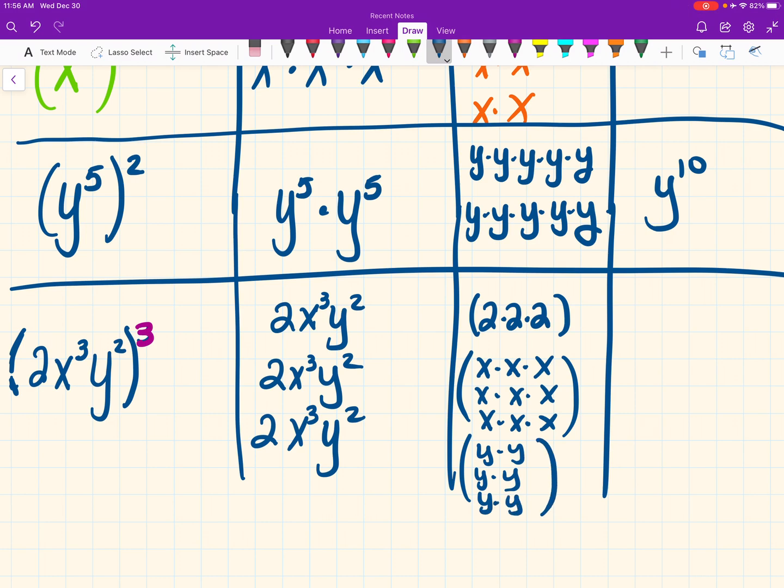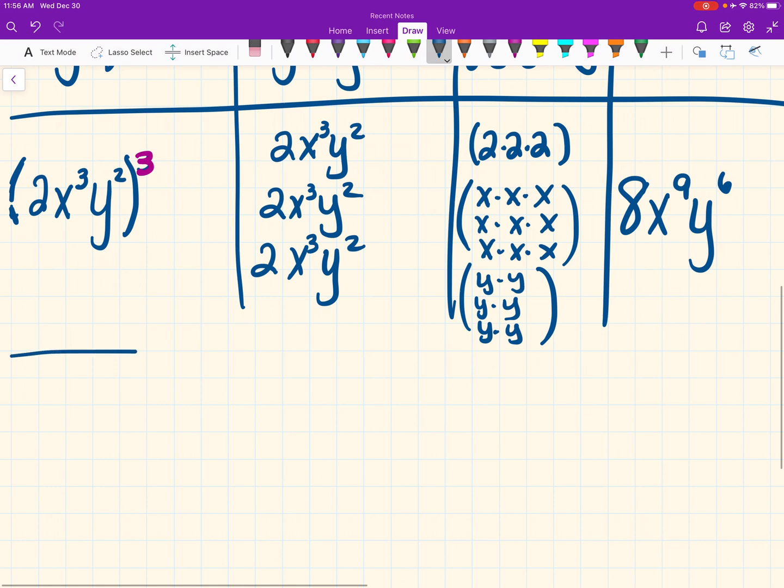Okay, now this is where people have to be careful. It is still 2 times 2 times 2. That is not 6. That is 8. Because 2 times 2 is 4. Times 2 is 8. Now how many x's do we have? We have 9 of them. And how many y's do we have? 6. So of course mathematicians said, I see a pattern.